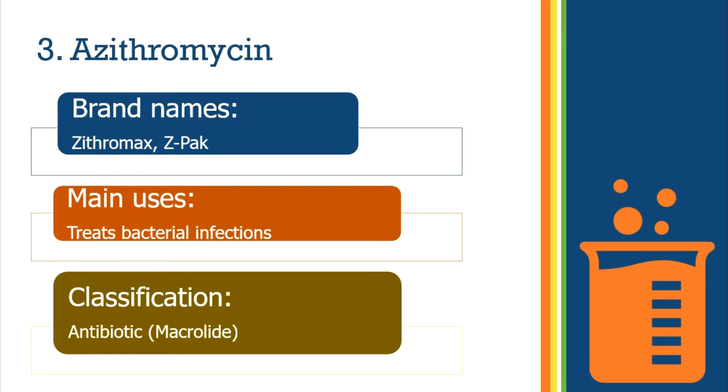Azithromycin. Brand names include Zithromax or Z-Pak. This medication is also used to treat bacterial infections, and it's an antibiotic part of the macrolide group.